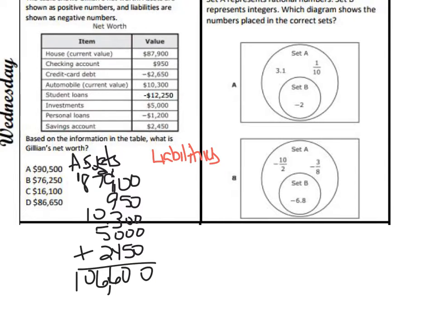Okay, so the liabilities are 2,650, 12,250, and 1,200. So that's 0. 5 plus 5 is 10. Carry the 1. 6 plus 2 is 8, 9, 10, 11. 2, 4, 6, and then 1. So that's negative 16,100. Is that correct? Yes? Okay, and now all we have to do is subtract them.